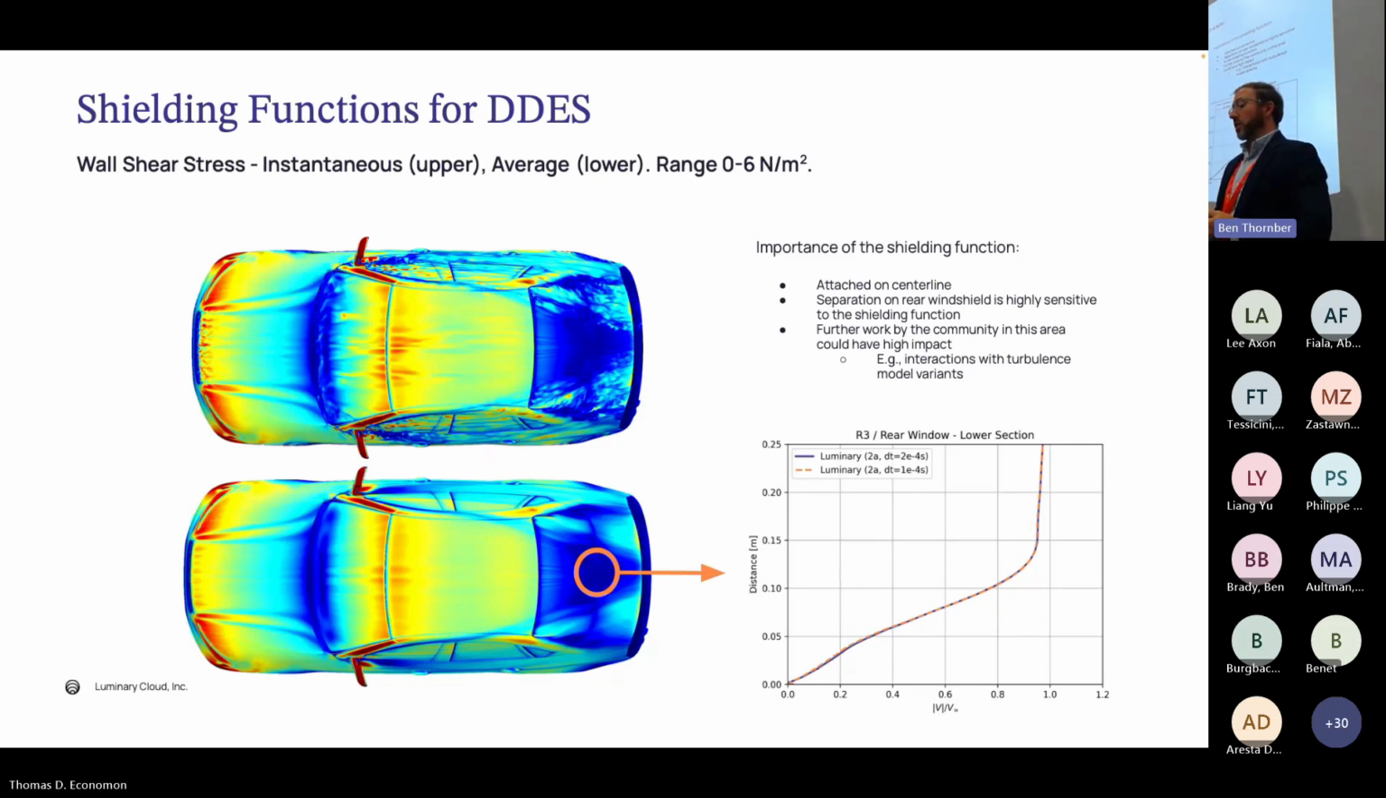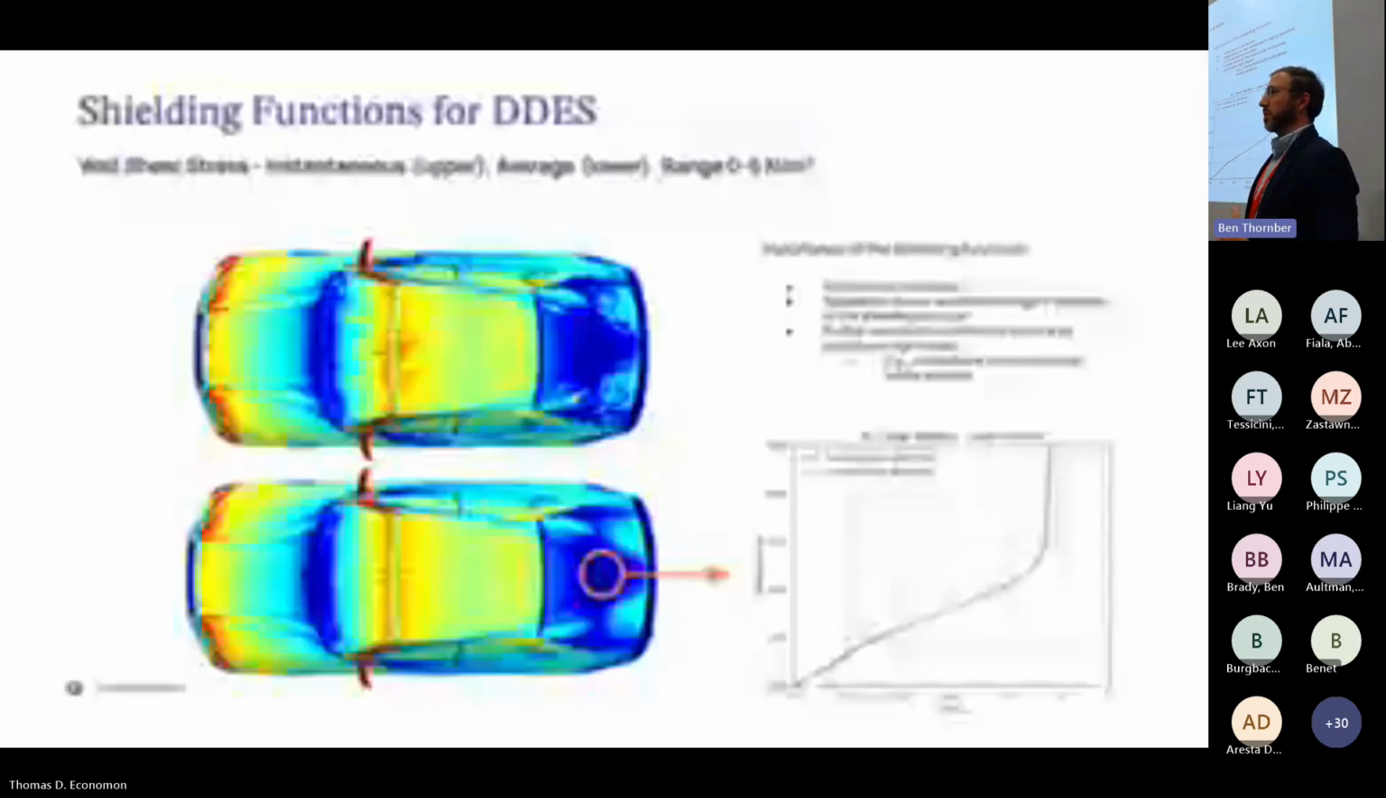I did highlight here just to pull the R3 profile just to share what it looks like. You can see it's very close. It wants to separate, I think. So this is definitely an area for future investment. I think if the community can keep focusing on shielding functions, that's a very high impact area.